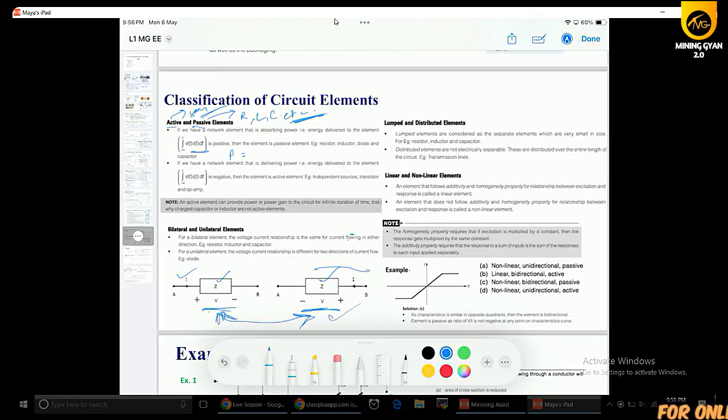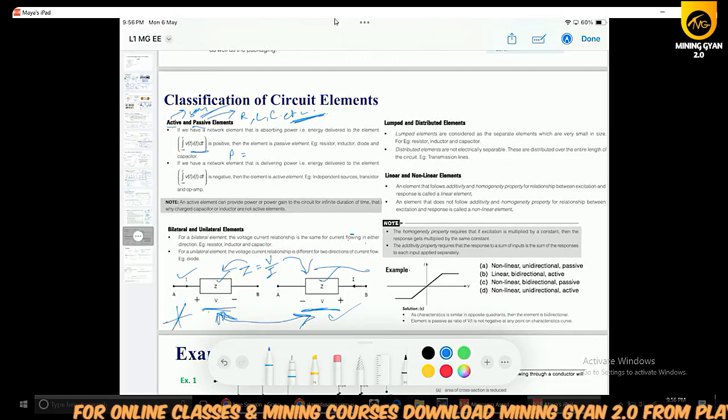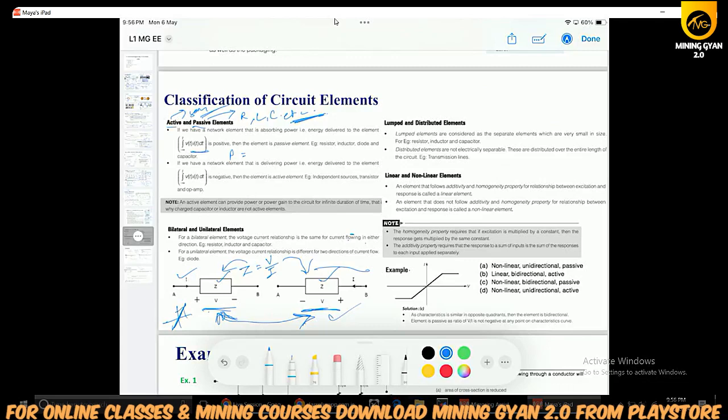So what is the bilateral element? The voltage current relationship is same for the current flowing in either direction, means V by I in this case will be equal to V by I in this case. Then this will be called as the bilateral element. The ratio will be same, because we can interchange the terminals, but the value of terminal characteristic like current will not change.